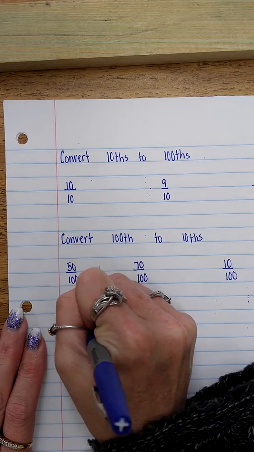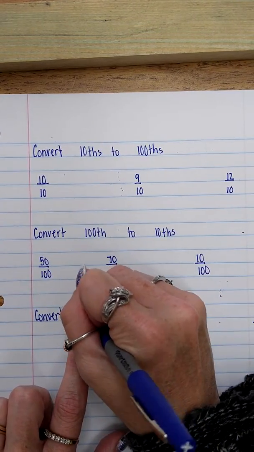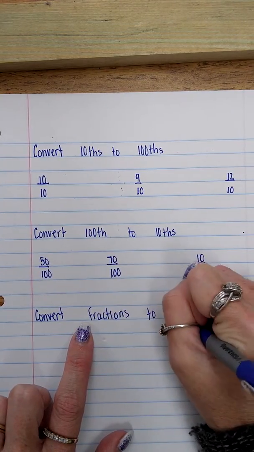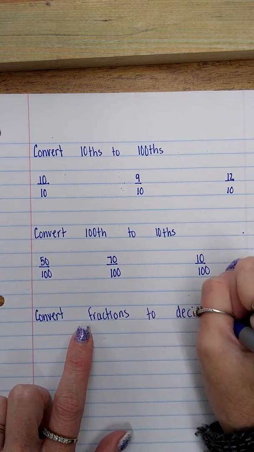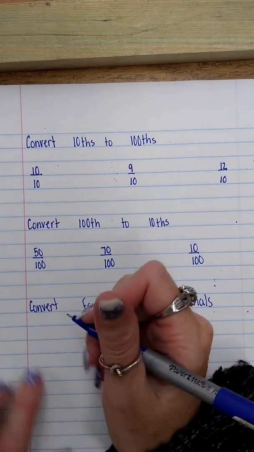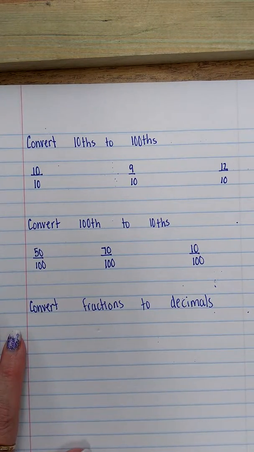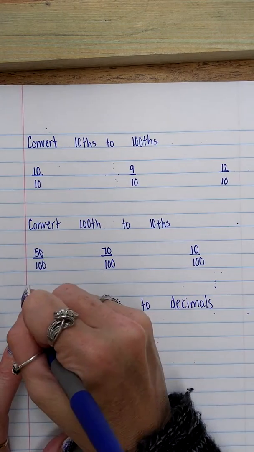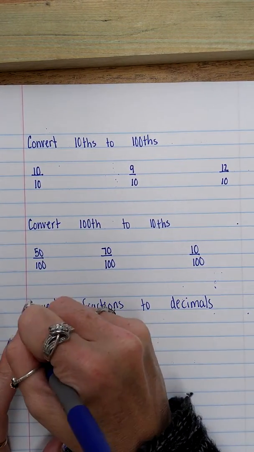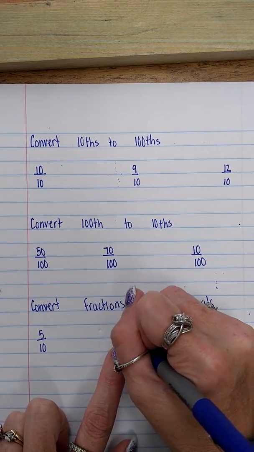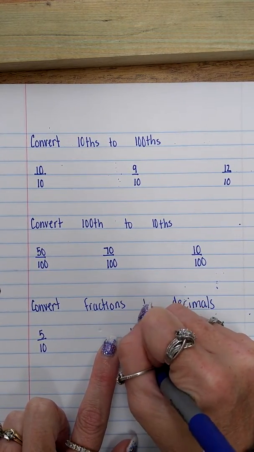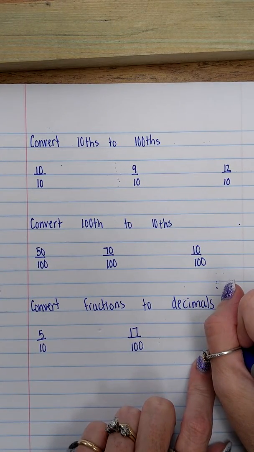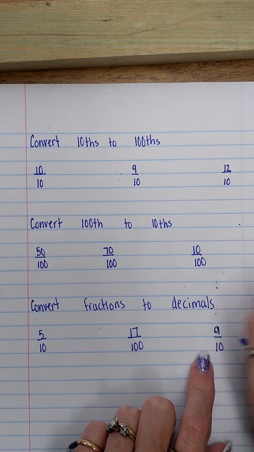Convert fractions to decimals. 5/10, 17 hundredths, 9/10.